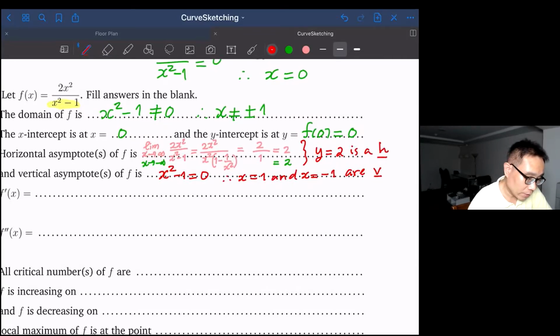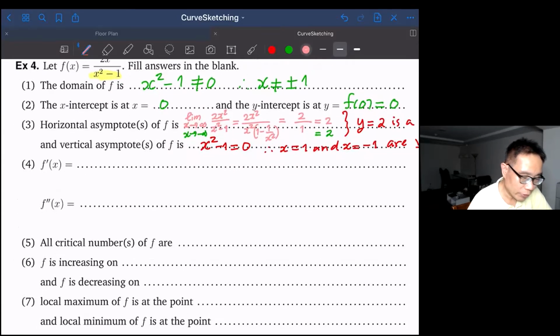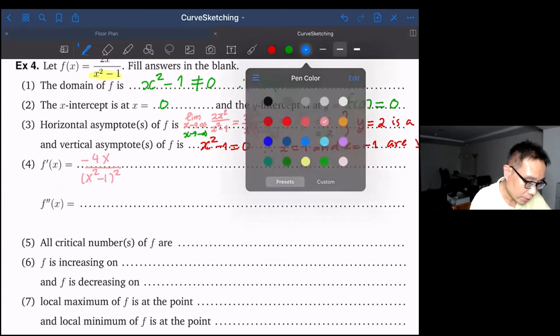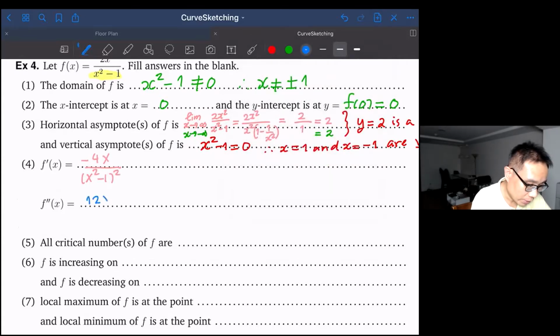The next one, you're gonna differentiate. For f prime of x, you differentiate using the bottom times the derivative of the top minus the top times the derivative of the bottom. That's gonna take kind of long, so I differentiated it for you. You get 4x over (x squared minus 1) squared. And for f double prime, this would be 12x squared plus 4 over (x squared minus 1) cubed.